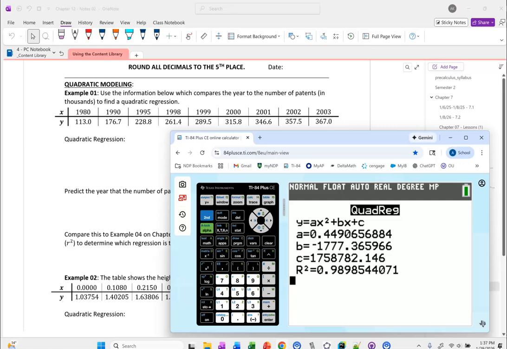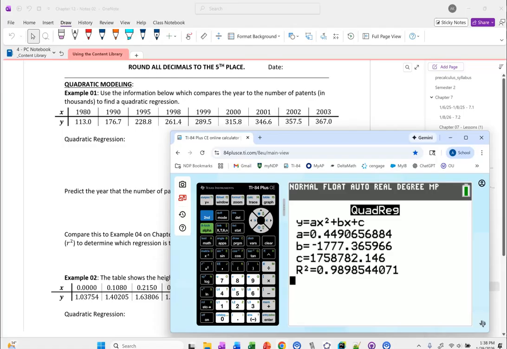It's 98%. So it's 98% correct. So, my answer that I'd write down for quad reg would be y equals 0.44906568884 x squared minus 1777.365966 x plus 1758782.146. What's R squared?